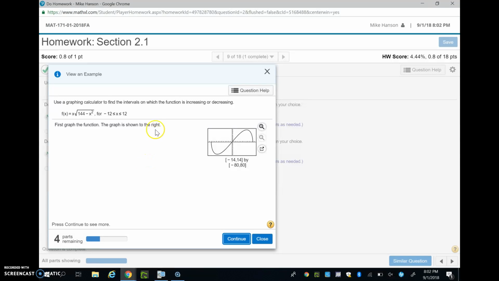So for those of you that might be having a little bit of trouble with this problem, this is from 2.1 number 9, and it says use the graphing calculator to find the intervals on which the function is increasing and decreasing. So this is the function I'm going to put in my calculator, and this is the picture it's going to look like. So this is what we need to do.